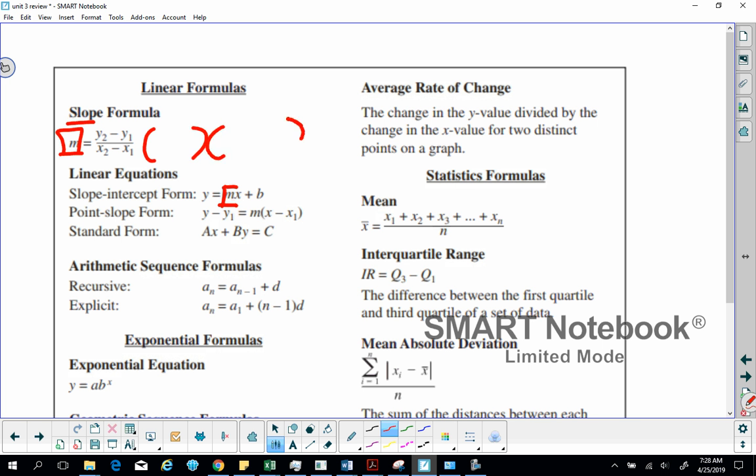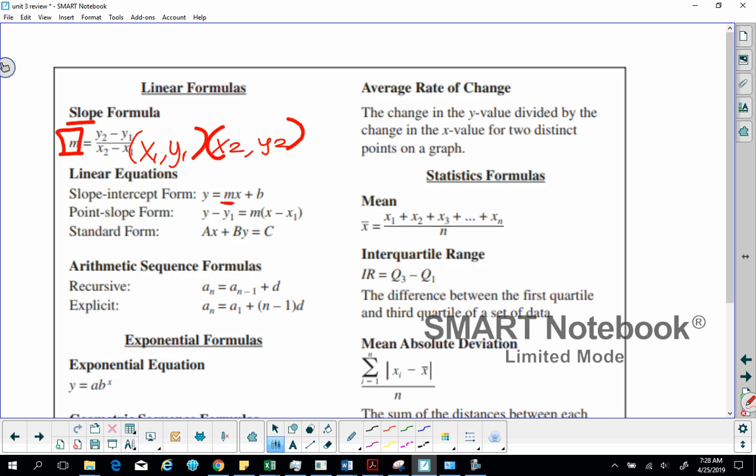How do we label our points? What goes first? X1, then what? Y1, and then what? X2, Y2. So it's X1, Y1, X2, Y2. Make sure to write that down on your blue sheet, because if you don't label correctly, you're not going to get the right slope. So when we label, remember it's X1, Y1, X2, Y2.